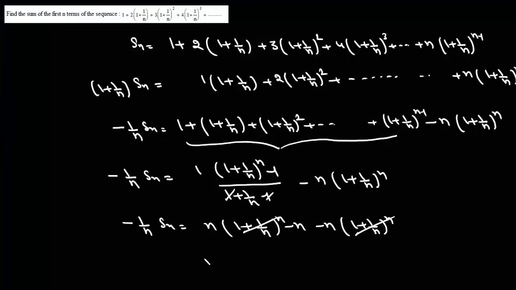Now we'll take this minus n on the right hand side. We'll get this Sn as n square. So the sum of the first n terms of the sequence is n square.